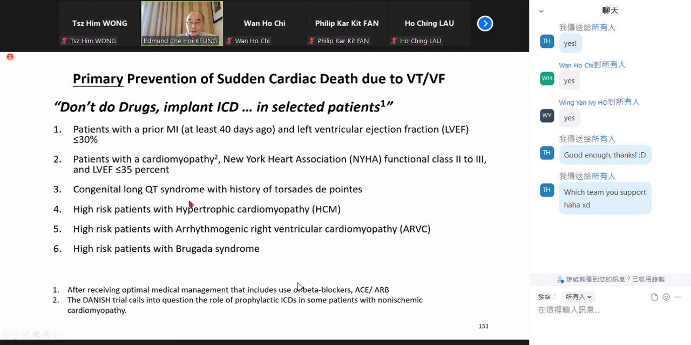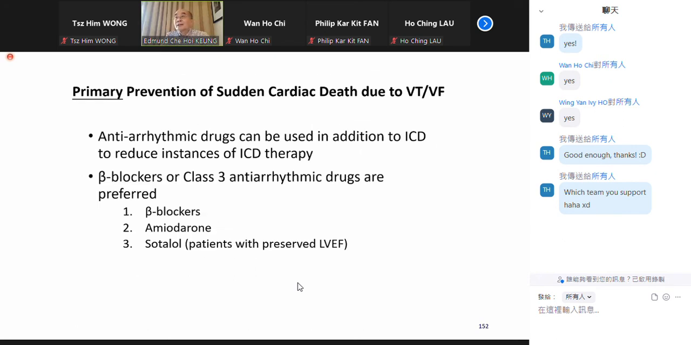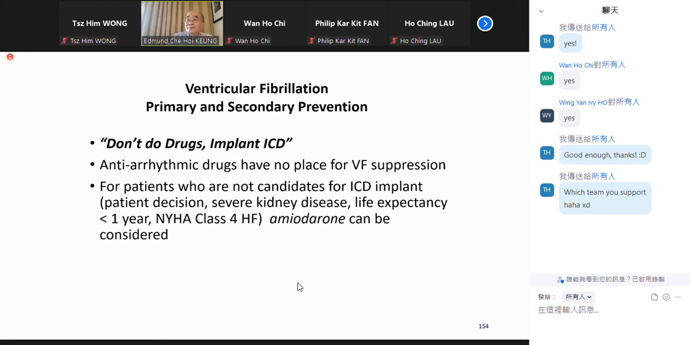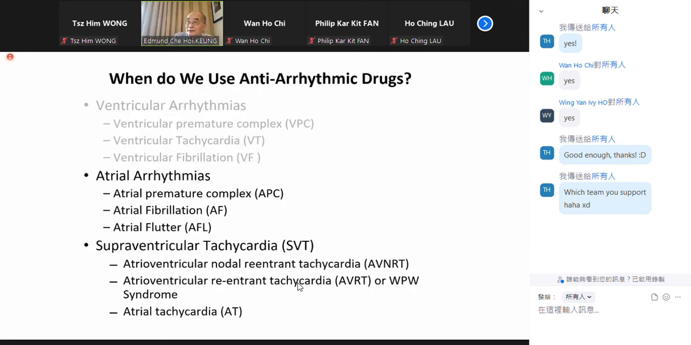Now, congenital long QT, high-risk patient with hypertrophic cardiomyopathy, ARVC. Not everyone, okay, but they classify high risk. Okay, then will seriously consider ICD. Sometimes there are situations when you don't want to do it, and others can read up on it. And secondary prevention, especially, means the patient already has a VF or VT risk, definitely ICD. Okay? And we need to go down quickly.